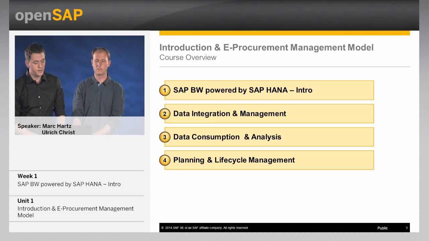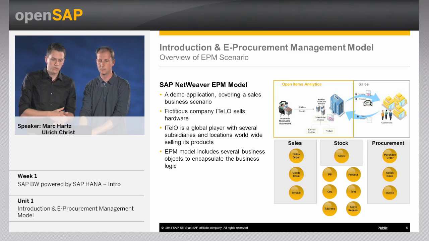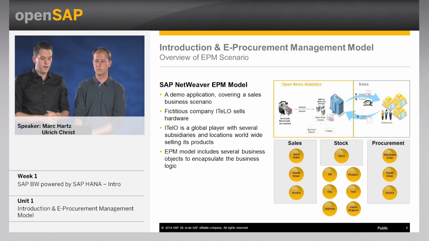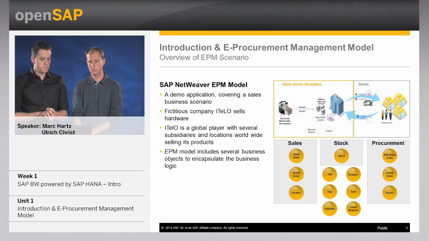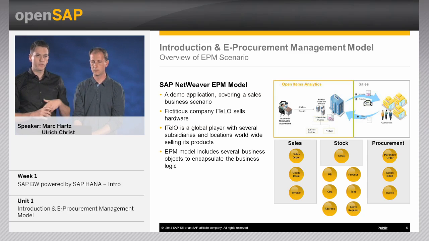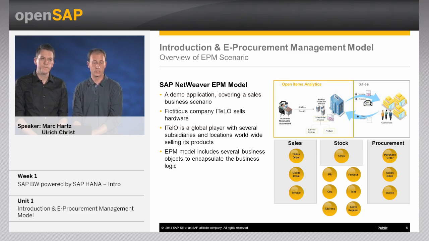Yeah, that's one key aspect, which then goes along in reporting, and we will do an end-to-end process and end up with the planning process. This whole process is supported by a demonstration model. So we will use the e-procurement management model, which comes with every NetWeaver installation. This model consists of several tables and is representing a fictive company. Fictitious sales company which sells hardware.